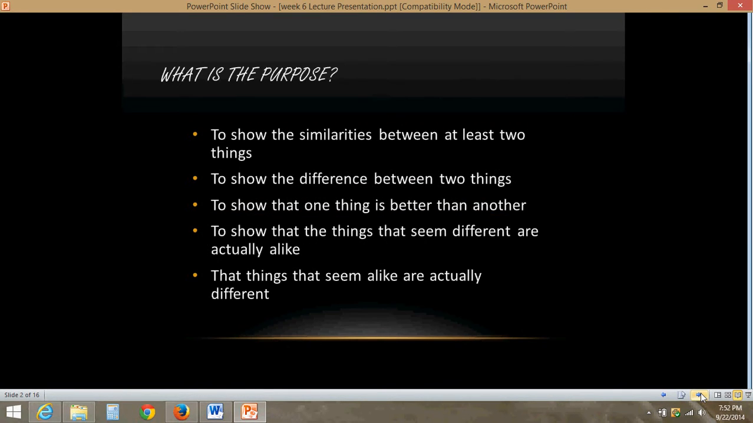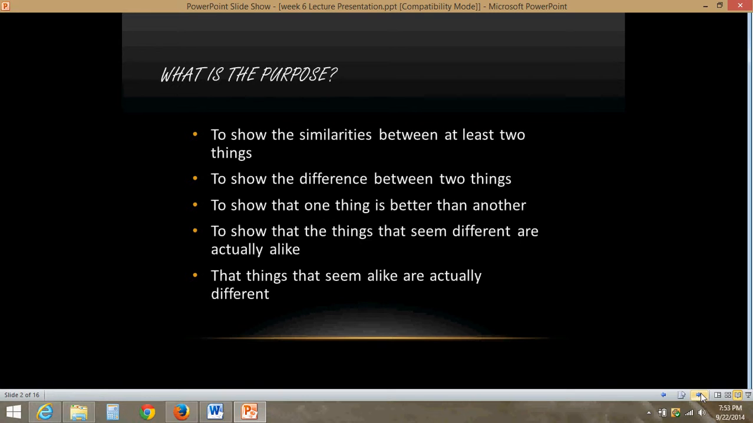So what is the purpose? Why would you write a compare and contrast essay, and how would you do it? Basically, you're going to look at how to show similarities, which is the comparing between two things, two ideas, two books, whatever it may be, and show the differences. So that's a basic understanding of what compare and contrast is. But it also can go into a deeper level.